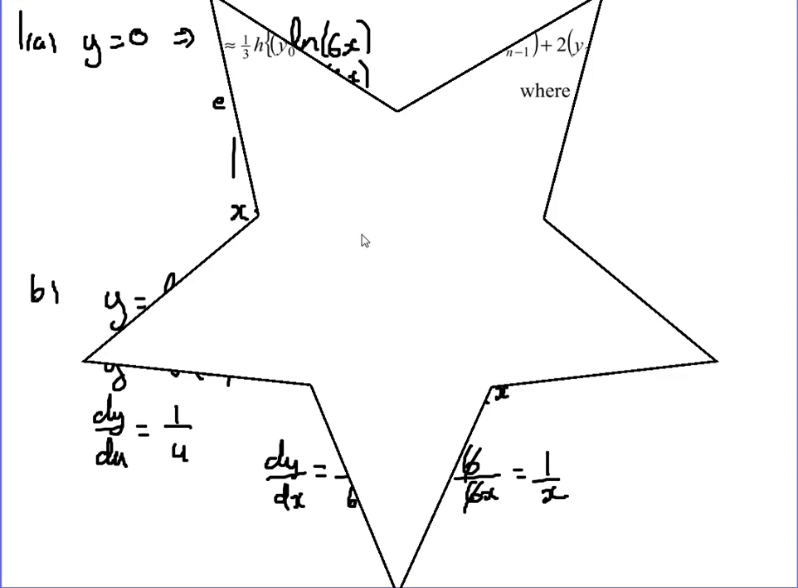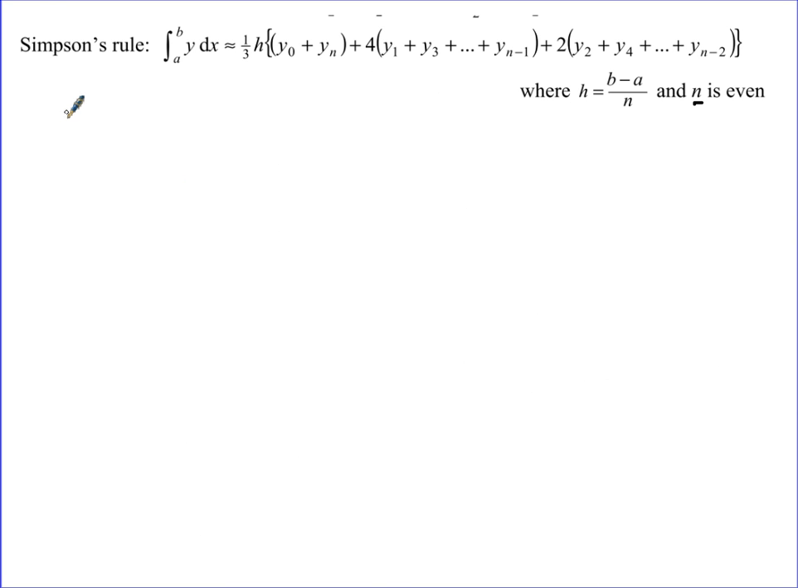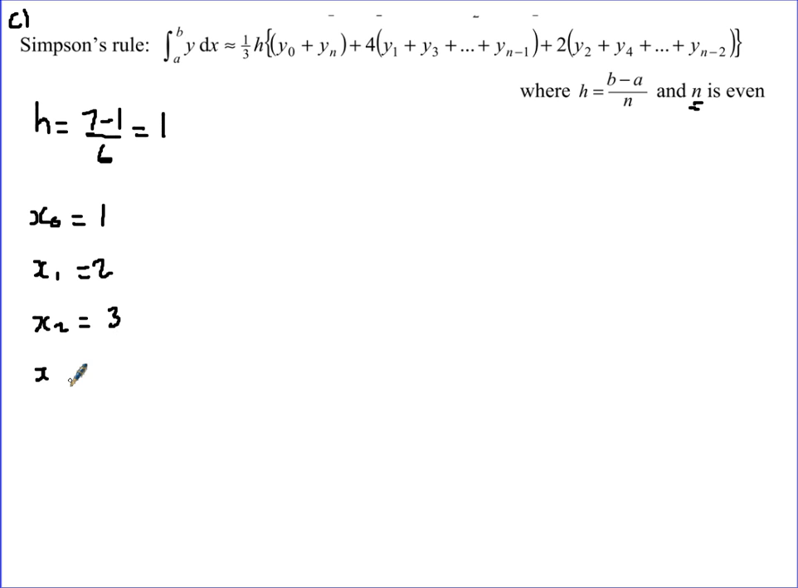The next question is asking about Simpson's rule, and I've put it in here already, so this is part C. Now with Simpson's rule, n is even, so we know that's going to be the strips part. You always use the strips on this anyway. So first of all I'm going to work out what h is, which is b minus a, so your top point, which is 7, minus your 1, all divided by 6. So 6 divided by 6 is your 1. So that tells you what you're jumping up in. So your x0 is your first point, which is 1, and then you're jumping up in 1s until you get to 7.